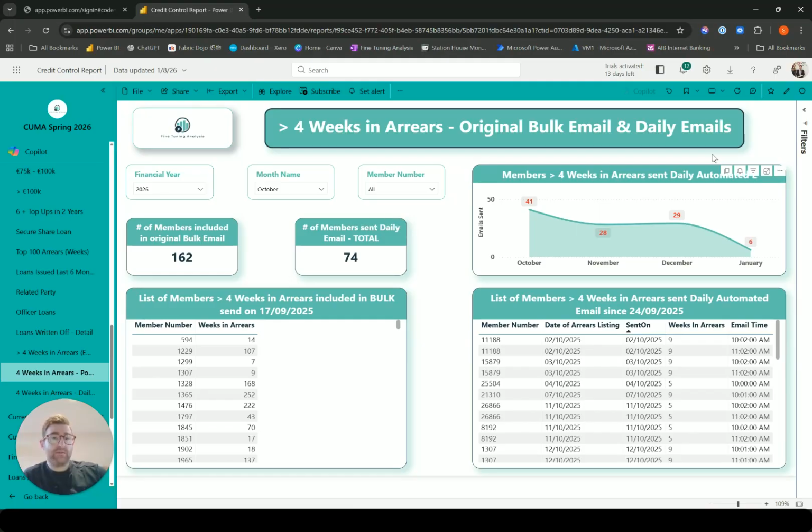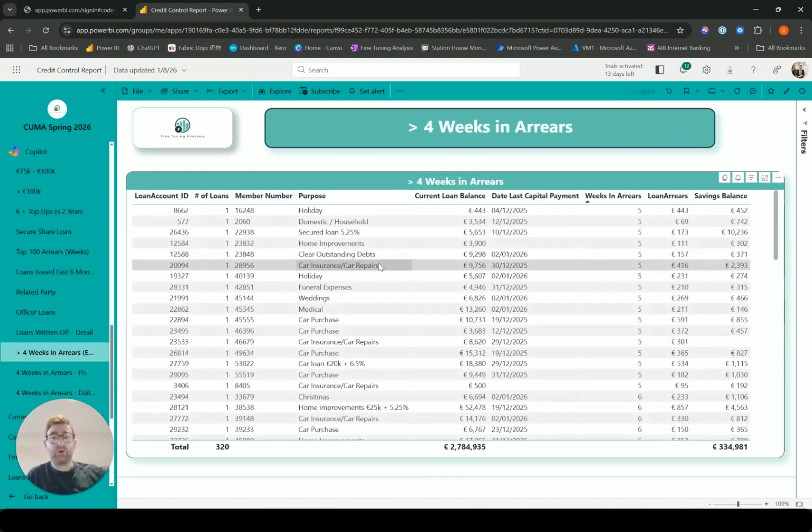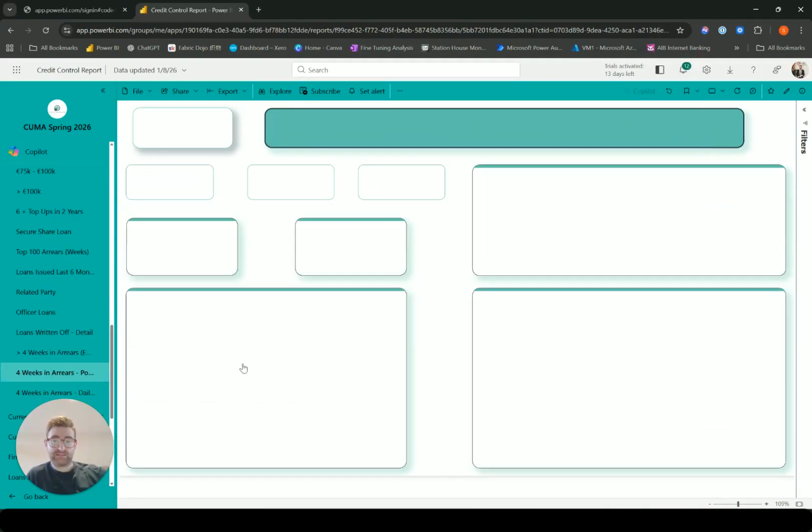and we can then focus on the right hand side, and we can say, okay, how many people have been receiving these automated daily emails since we set up the bulk email? Because again, Power Automate's going every single day through this table, and it's saying, okay, who was not in this table here?